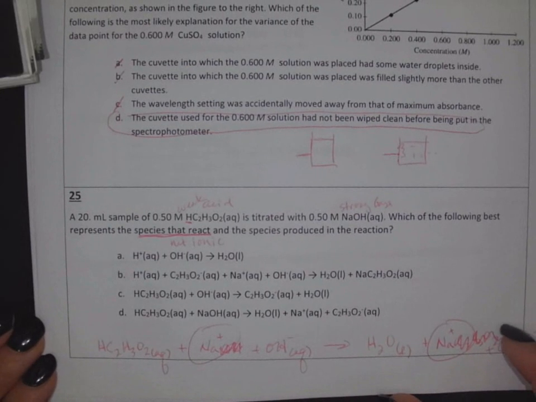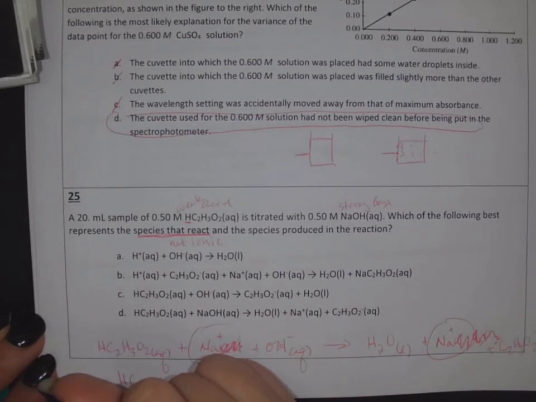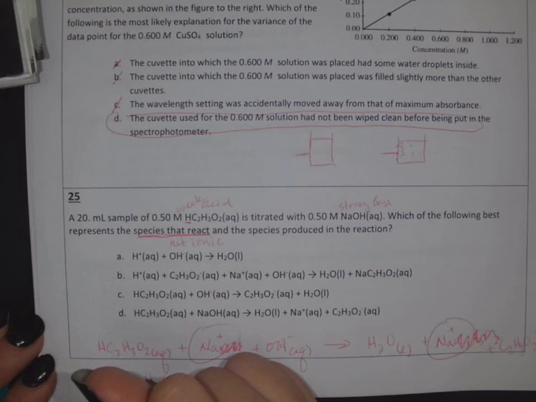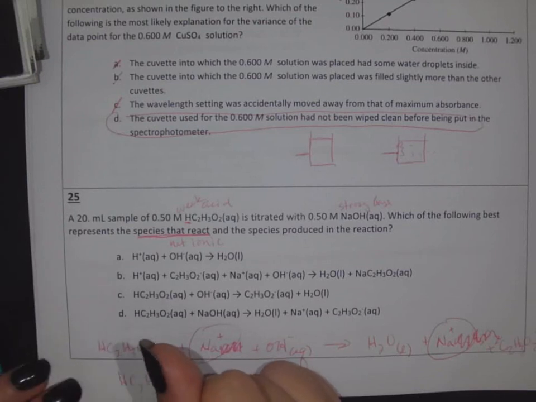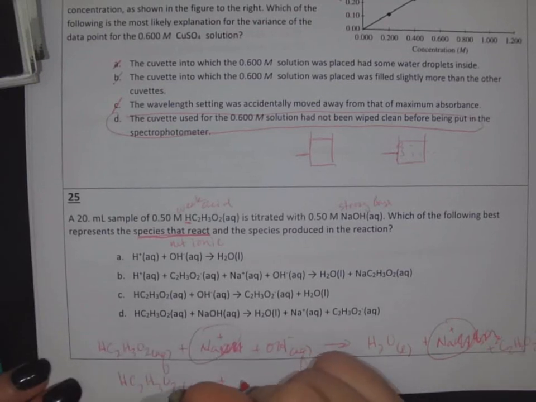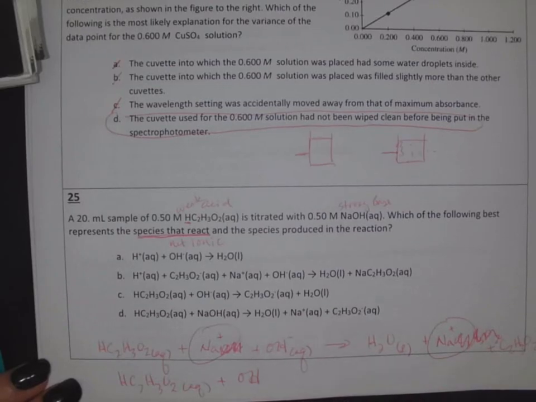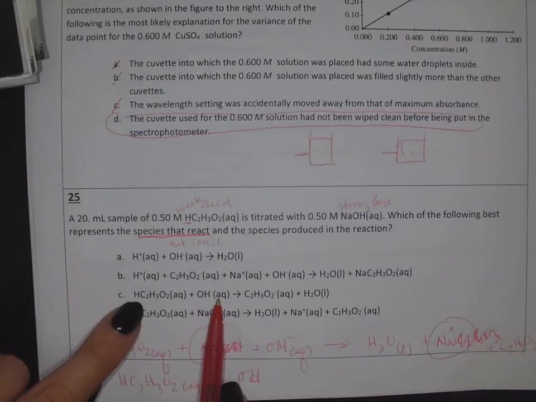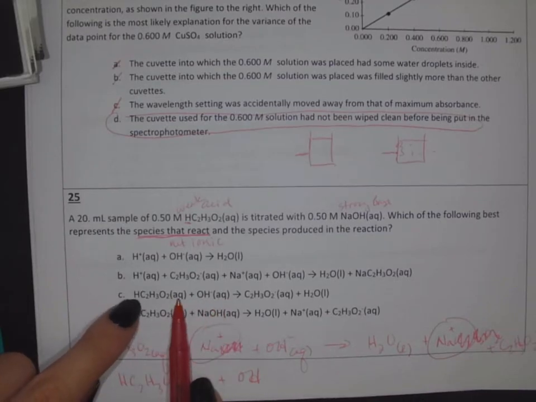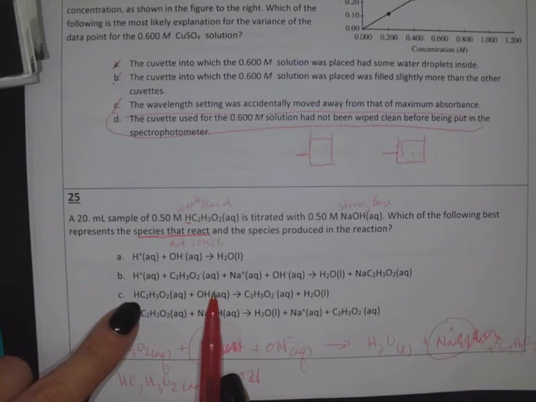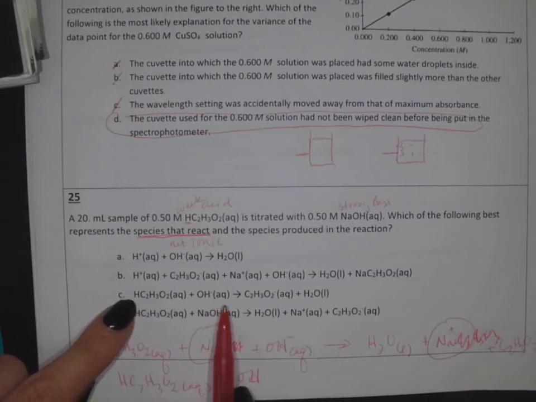Sodium has shown up on both sides. So what we're left with is HC2H3O2, the weak acid that did not break apart. Hydroxide, which is the strong base. Okay, that's cool. This alone gives just that information alone. Knowing that the weak acids don't break apart and the strong bases do, that gives you the answer to this.